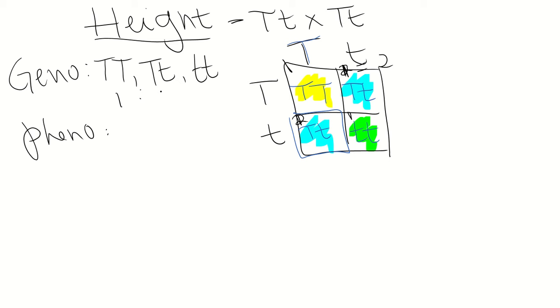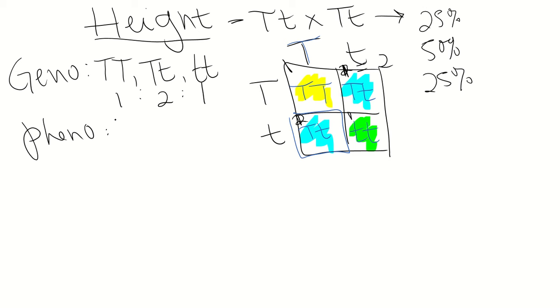That means we have a 1 to 2 to 1 ratio. 1 is 25%, 2 is going to be 50%, and this 1 is also 25%. So when you breed two heterozygous individuals, you have a 25% chance of having a dominant offspring, homozygous dominant. You have a 50% chance of being a heterozygous individual, and then you have a 25% chance of being a homozygous recessive individual. Okay, so for our phenotypes, this should be pretty straightforward.